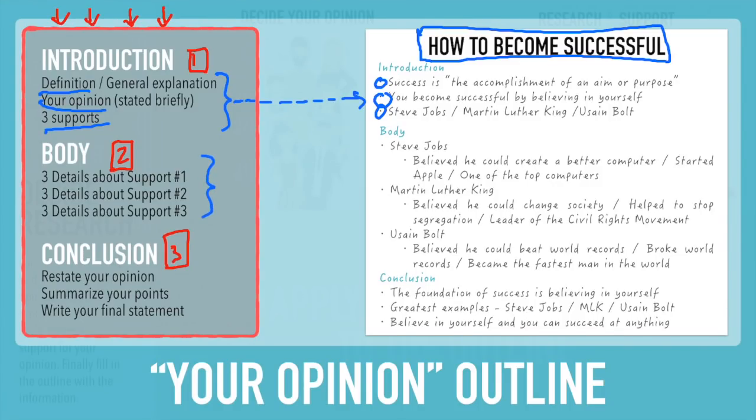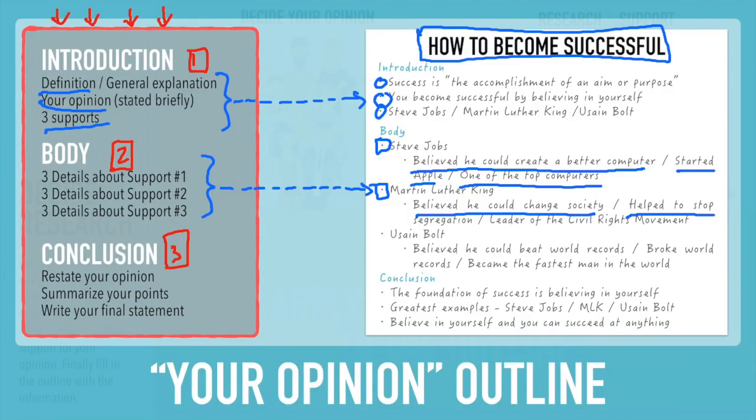So we have 3 details about support number 1. Well, support number 1 was Steve Jobs. So right here, Steve Jobs, I have 1, believed he could create a better computer. 2, started Apple. And 3, one of the top computers, which is the computer he created. Those are the 3 details about my support, which was Steve Jobs. Then Martin Luther King. Very quickly, he believed he could change society. He helped to stop segregation, and he was the leader of the civil rights movement.